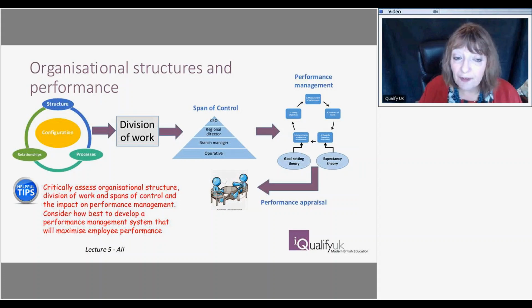Okay, so lecture 5, down at the bottom there, these are what we covered in lecture 5. And it was about organisational structures and performance, if you recall. We started off with how an organisation is configured, so that it's made up of its structure, its processes, and its relations. And then from that, and that figures with all of these 3 things, we looked at the concepts of division of work. So how was the organisation structured?